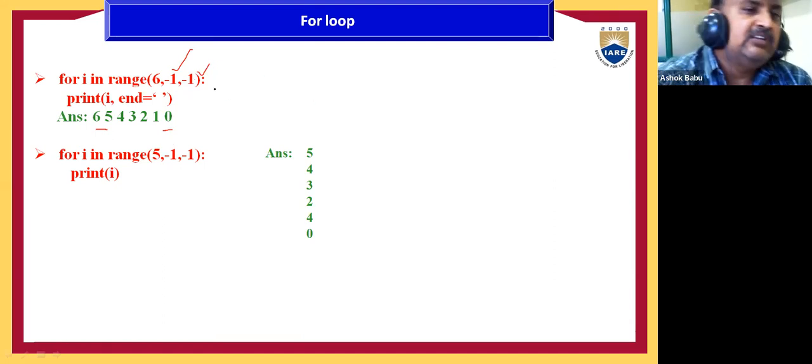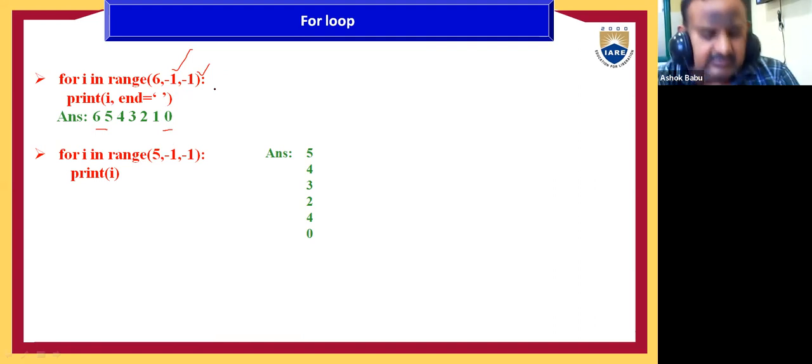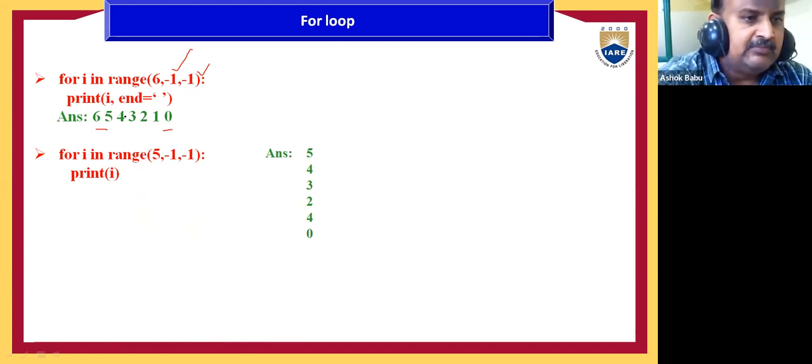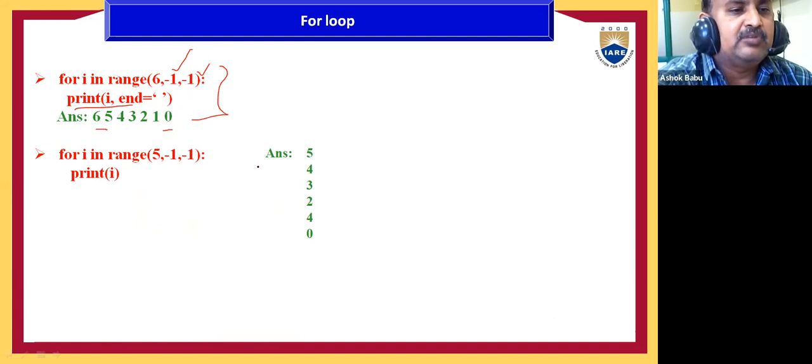If it is plus 1, it will be an increment. Minus 1 means there will be a decrement in the numbers. And the numbers should print in horizontal fashion. To print the numbers in horizontal fashion, we need to write print I, end within single quotes. Please note this small program.